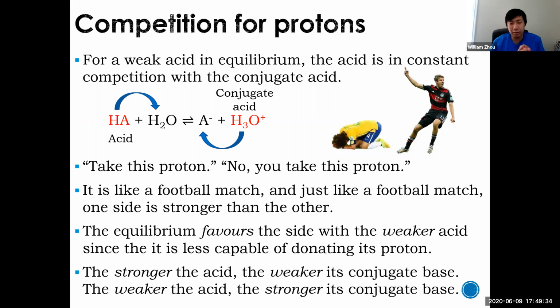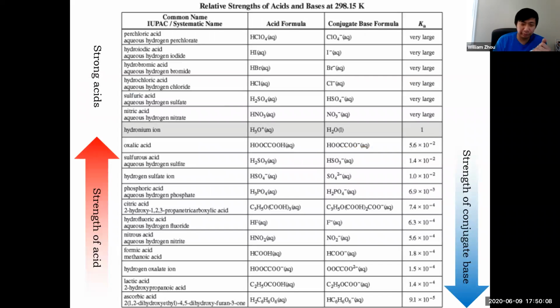And the stronger your acid, the weaker its conjugate base. If you're really good at donating protons, then you probably suck at taking protons. Because if you're good at taking protons, you can't be good at giving them away. You can pick one. So if you are a weak acid, you suck at giving away protons, then you're going to get a lot of protons back. The weaker the acid, the stronger the conjugate base that it makes. And the stronger the acid, the weaker its conjugate base. It's an inverse relationship. And on this table, this is your Ka table from your data booklet.